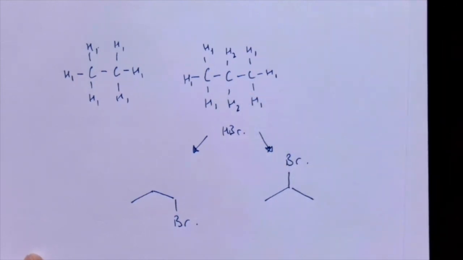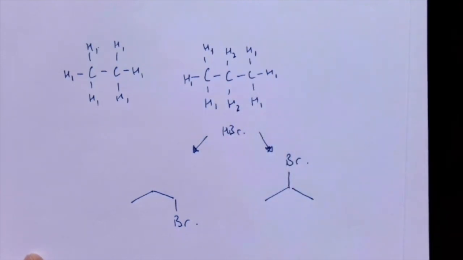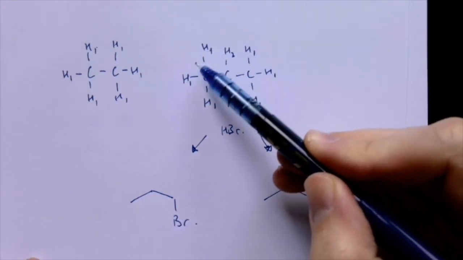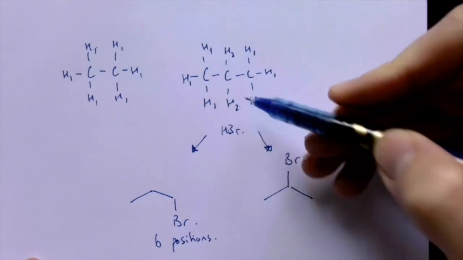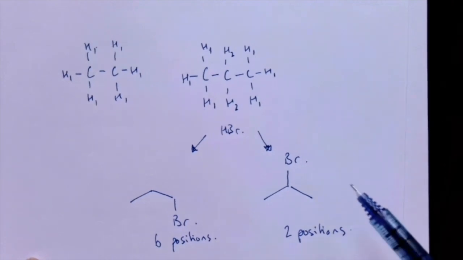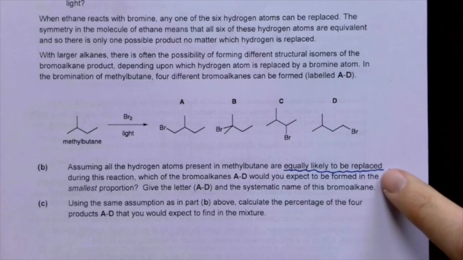Here I've added it onto the terminal carbon, and here I've added it onto the middle carbon. Now, if I assume that all of them are equally likely to be replaced, which is not the case, but it's just an assumption I'm going to make for now, what would be the relative proportions of these? Well, to form this one, I've got 1, 2, 3, 4, 5, 6 possible positions. To form this one, I've got only 2 possible positions. So assuming that each one could be replaced equally, I would get these 2 products in a 6:2 ratio. So that's how you answer this question.